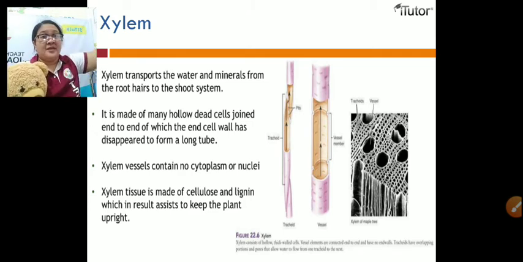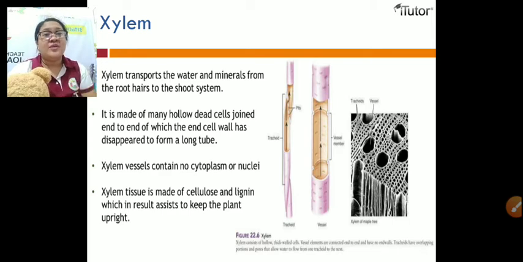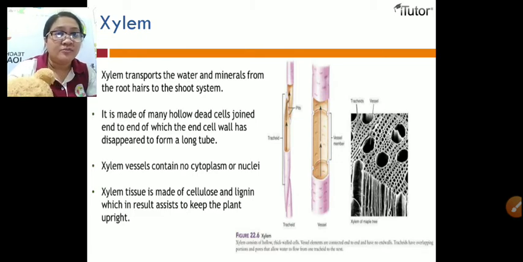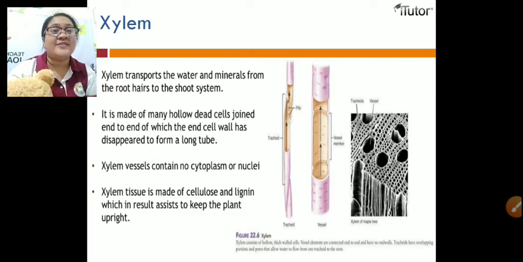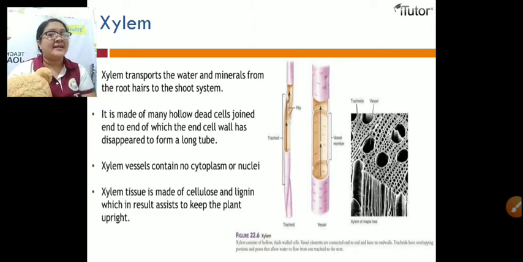It is made of hollow dead cells joined end to end, in which the end cell wall has disappeared to form a long tube, just like the picture you can see there. Xylem vessels contain no cytoplasm or nuclei. Remember that xylem vessels do not contain cytoplasm or nuclei. Xylem tissue is made of cellulose and lignin, which assists in keeping the plant upright. So that is the work of the xylem.